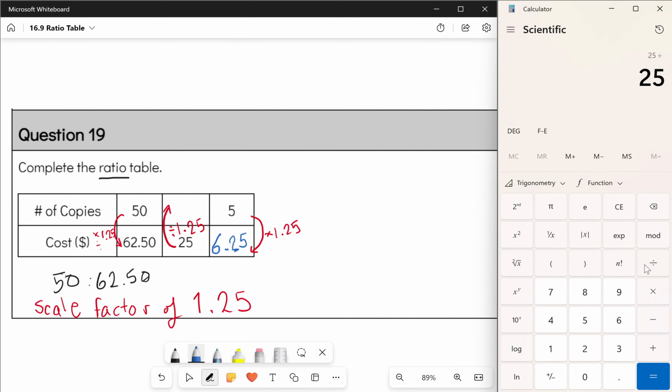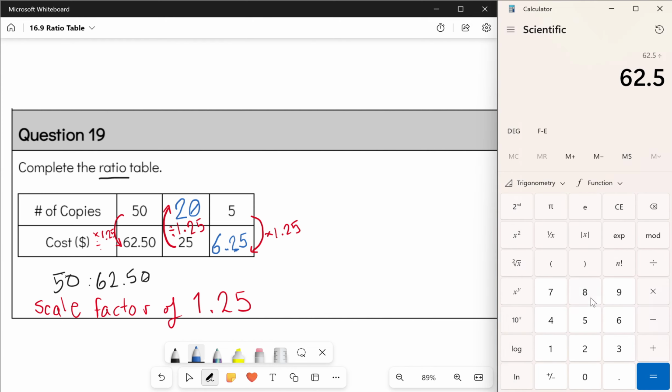25 divided by my scale factor, 1.25, is 20. Nice, round, even 20. Usually means you're right when you get a nice round number. Sometimes it's not round, but I like the look of 20. And now just to prove my point that it can go both ways, let's go from the bottom to the top down here with the original. Let's do 62.50 divided by my scale factor. It should give us 50. So let's just see.